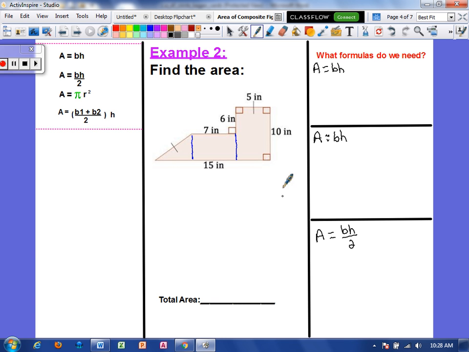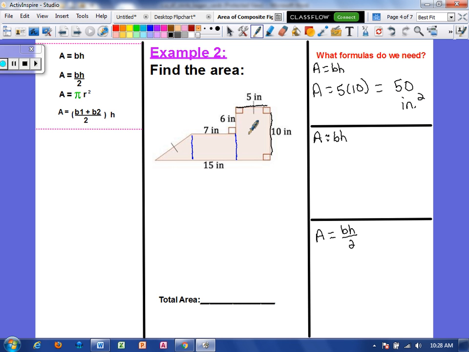Okay, I'm going to start with this rectangle here. So on this rectangle, we've got a base of 5 and a height of 10. So that's base of 5 times a height of 10. 5 times 10 is 50.